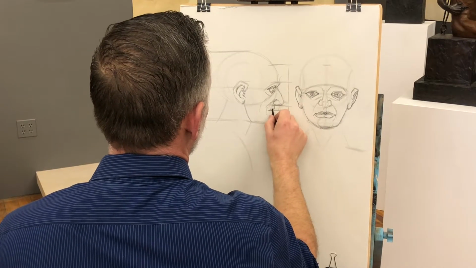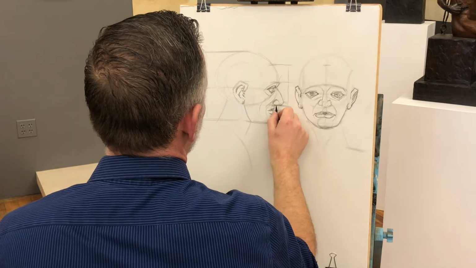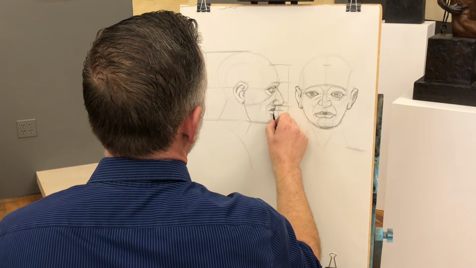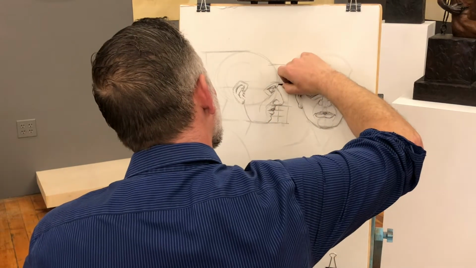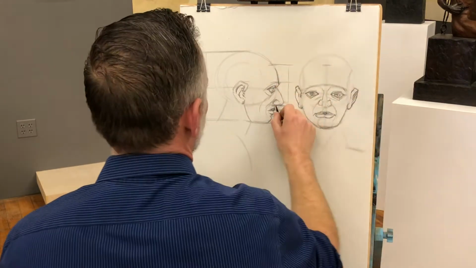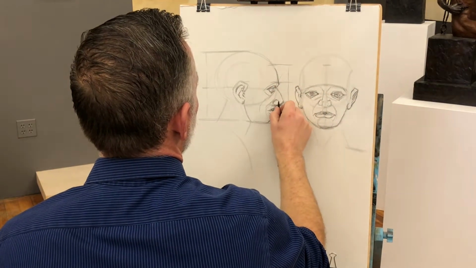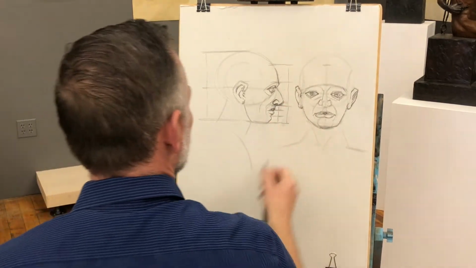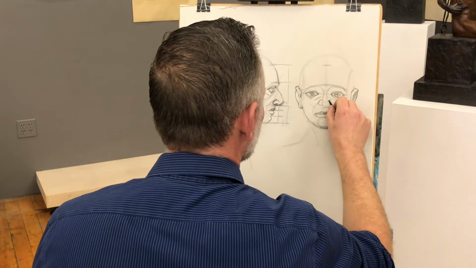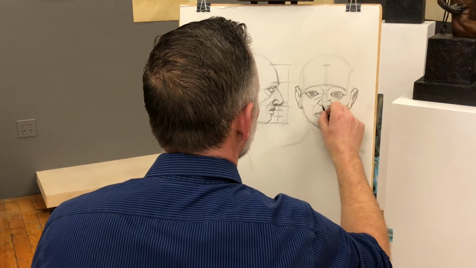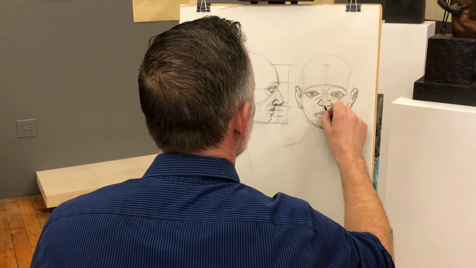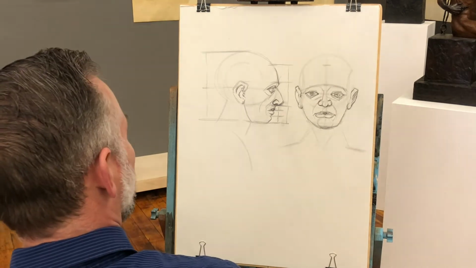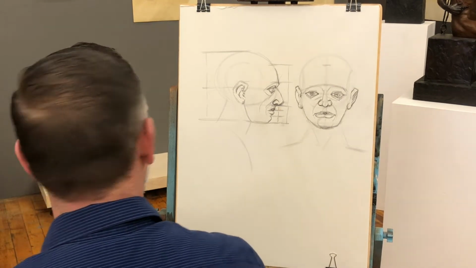Sort of lips on here. We'll do this sort of section. Bring this back a little bit. This nose down. Right, so there are our overall proportions of our face.